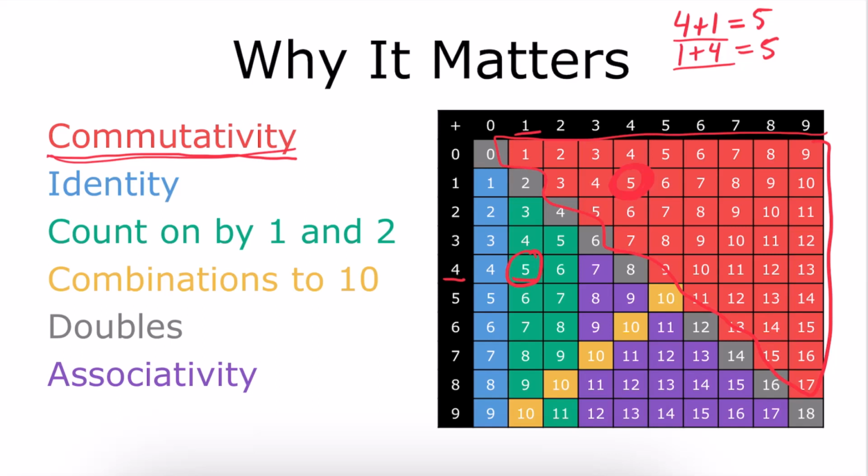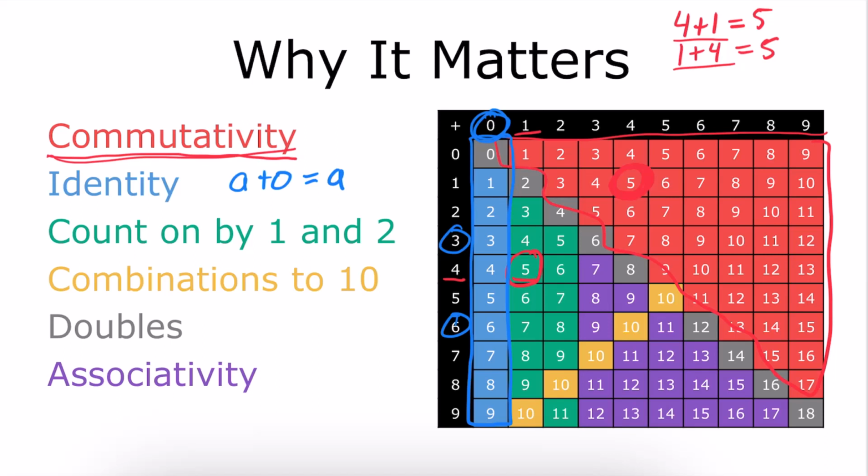Then the next property, the identity property, says that any number plus 0 equals that number. Well, that allows you to memorize all of these addition facts, because if you have 3 plus 0 or 6 plus 0, you're just going to get that same number. And so the identity property allows you to memorize all of those facts.